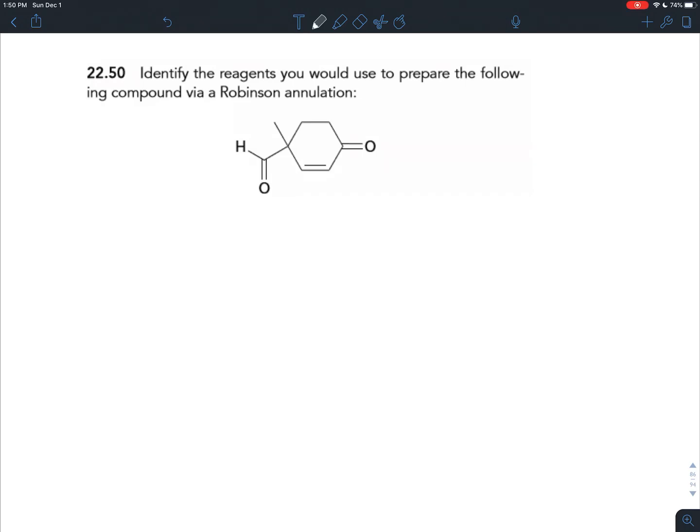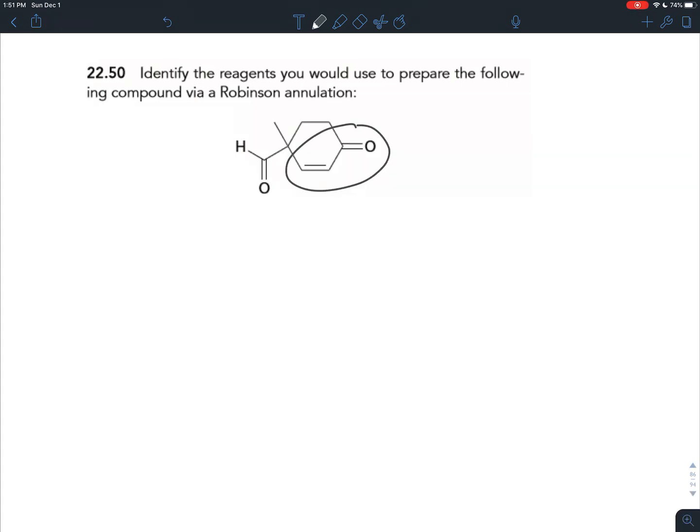So as we mentioned in the previous video, the Robinson annulation is a way to make a ring, which is very biologically useful because rings fit reliably into receptor sites. So it's a way to create a ring by doing first a Michael addition and second an aldol condensation. Now, the key feature you'd want to see in a molecule that would remind you of the Robinson annulation is an alpha-beta unsaturated ketone in a ring.